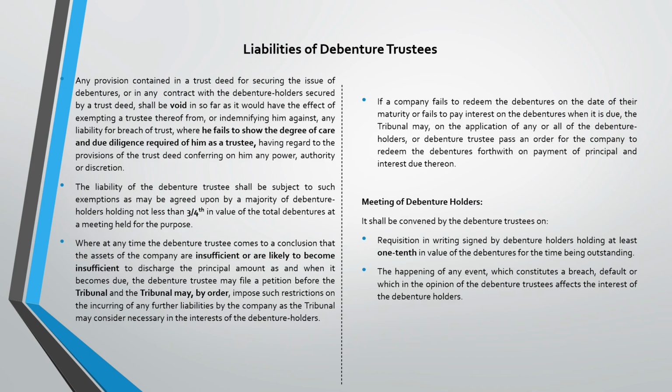Meeting of debenture holders. The debenture trustees can convene a meeting of debenture holders as and when they feel necessary. If any event happens which constitutes a breach or default and affects the interest of the debenture holders, the debenture trustee may hold a meeting immediately. Or they shall also convene a meeting when they have received a requisition in writing signed by debenture holders holding at least 1/10 in value of the debentures. So in these two cases, a meeting will be convened.